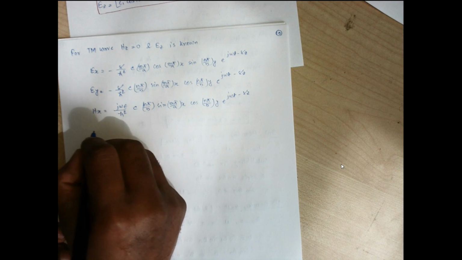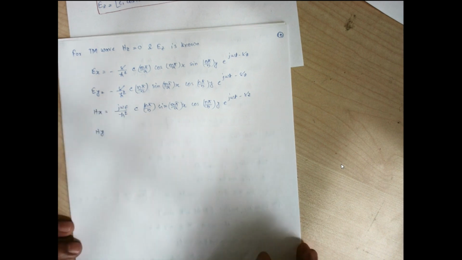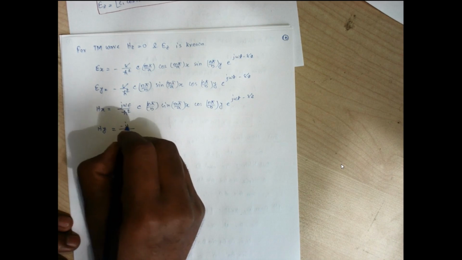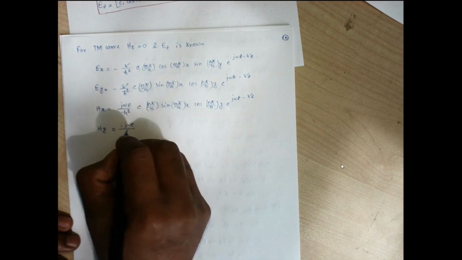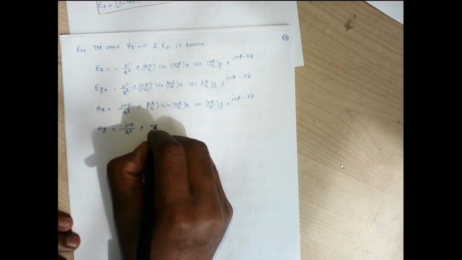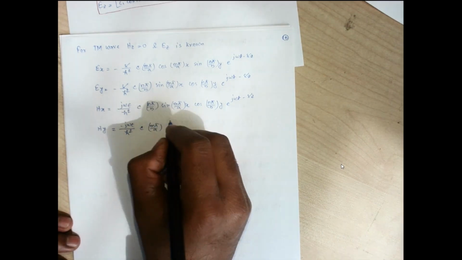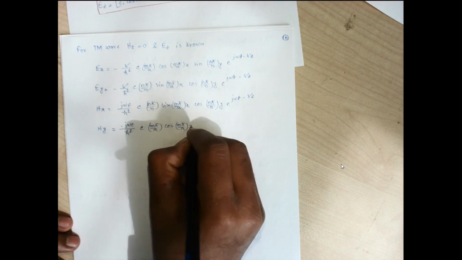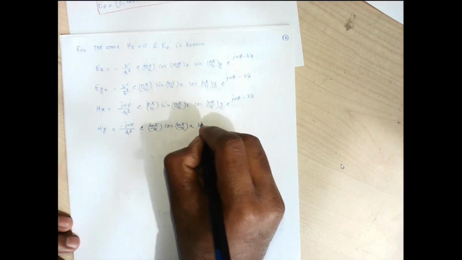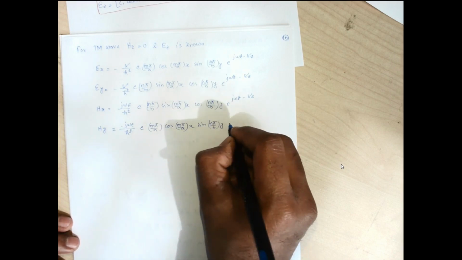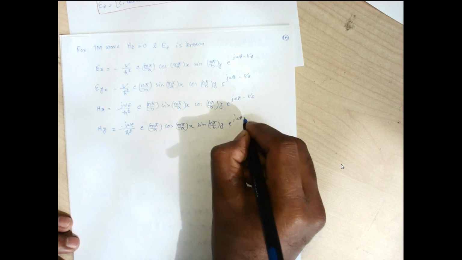Our Hy is minus of j omega epsilon h square c into m pi by a cos m pi by a x sin n pi by b y e to the power j omega t minus gamma z.